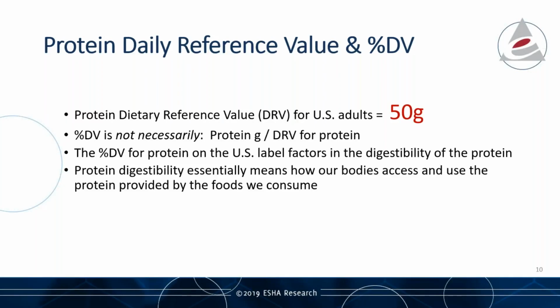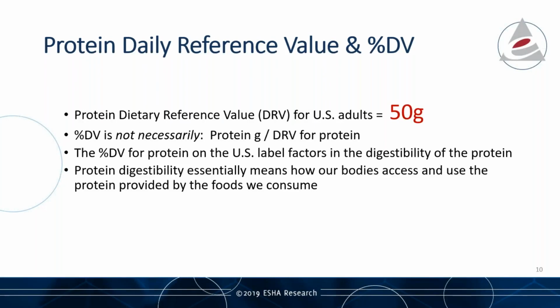The %DV on the U.S. Nutrition Facts label factors in the digestibility of the protein. So the %DV is not simply a calculation of the total grams of protein in the food divided by the DRV for protein. We have to use a PER or a PDCAAS in the calculation.